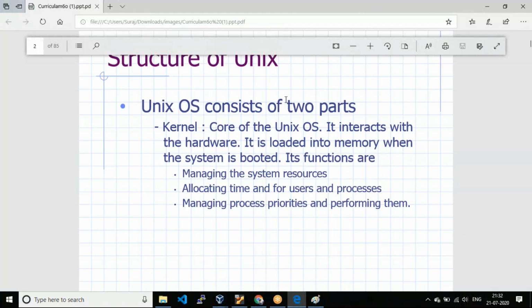So the same thing is written over here. The kernel is the core of the Unix operating system because everything is done by the kernel only. Kernel is the heart. It interacts with the hardware and it is loaded into the memory. And all the tasks like managing system resources, allocating time for users and processes, and managing process priorities, like which process will happen first and which after that, and performing them.